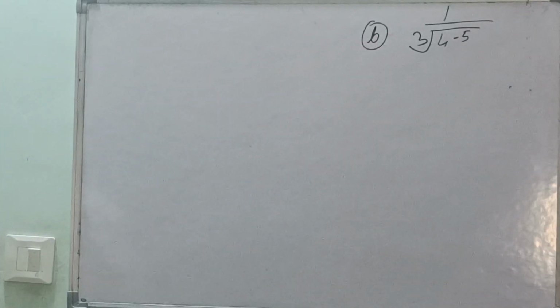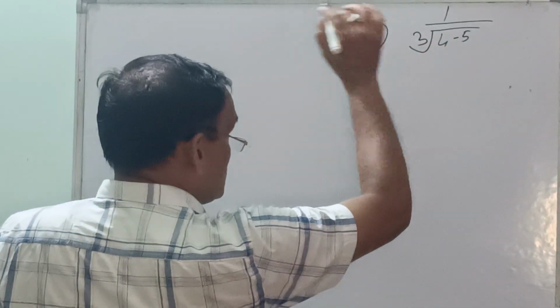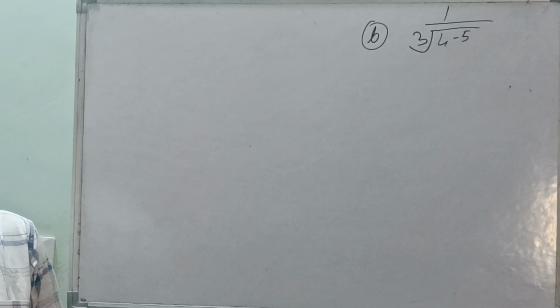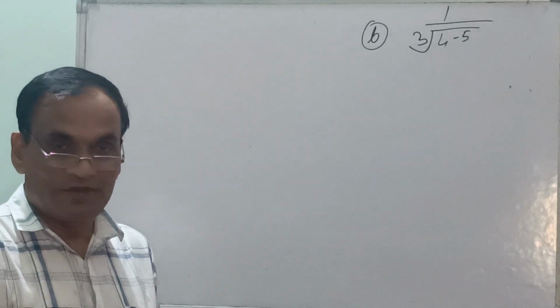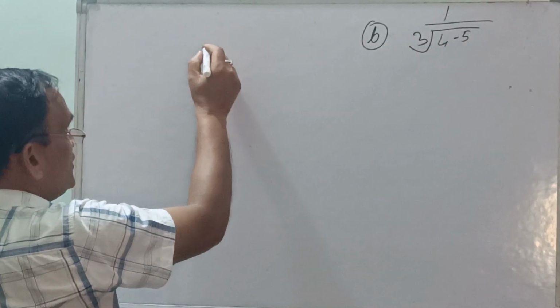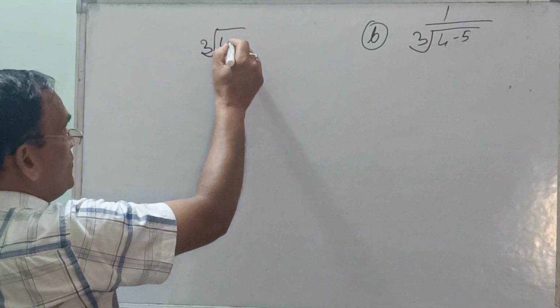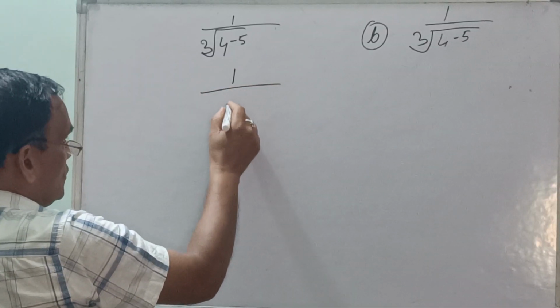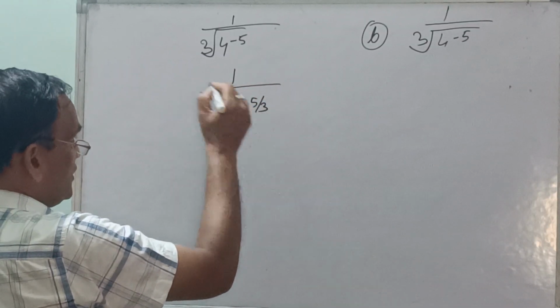You have only one question that I have cleared, this A part. Now, how can you solve this question? Anyone? Yes, you can raise your hand, no issue, or you can write a comment. Now what can you write here? I am writing the same question here: 3 under root 4 to the power minus 5, 1 upon. So what can you write? 1 upon 4 to the power minus 5 upon 3. Can you write?